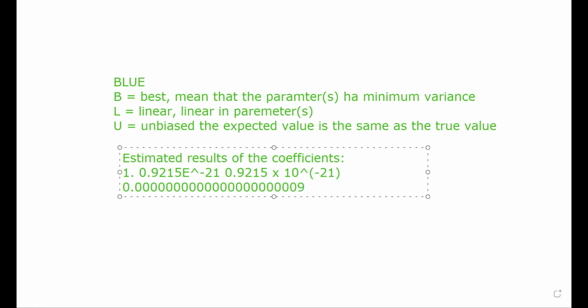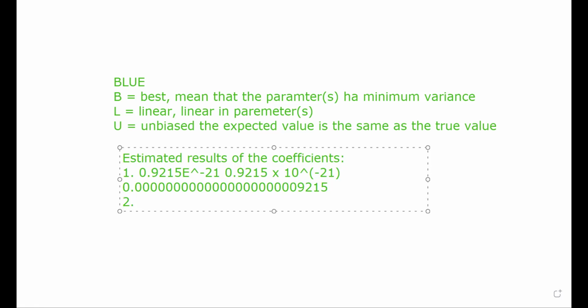Okay. 9, 2, 1, 5. You get it now? Yeah. This one, the meaning of E. This is the to the power. E minus 21 means 10 times to the power minus 21.